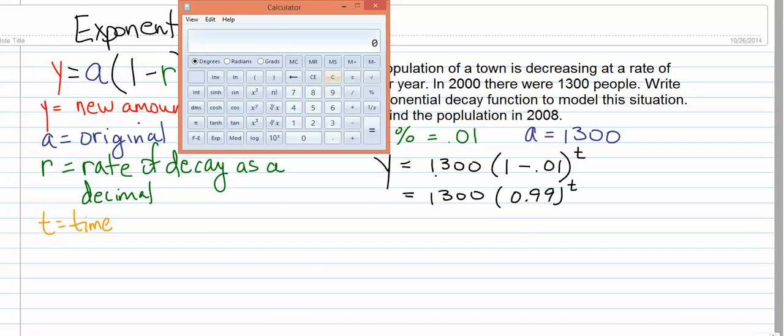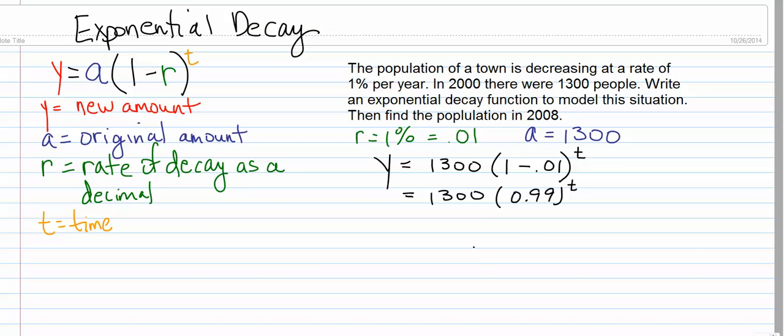Now they want us to use that equation to find the population in 2008. Well, t is time, and the time that has passed is 8 years. So I don't want to put a year in there, like 2008. I want to put the number of years that have gone by. So time, usually in years. Could be in months, but in this case they gave it to us in years. So from 2000 to 2008 is 8 years.